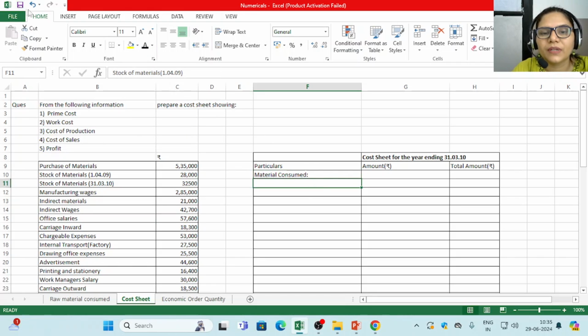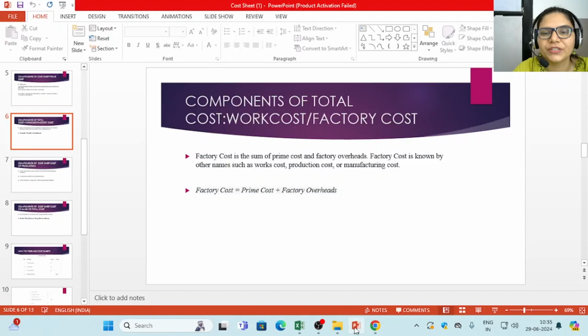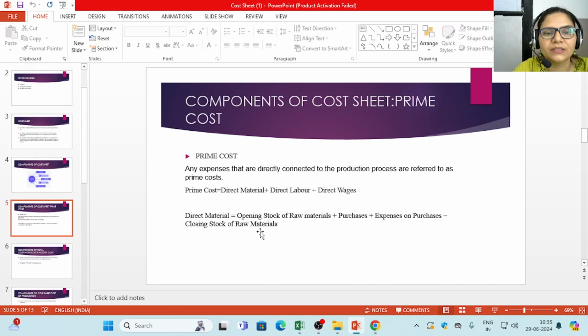As we all know, while we are preparing the cost sheet, first we have to calculate the prime cost. And for calculating prime cost, we need to add direct material plus direct labor plus direct expenses. Direct material is not directly given in the question. We have to calculate the value of material consumed or direct material. For that purpose, we will write opening stock. We will go through the equation as we have already seen in the previous session: direct material is opening stock plus purchases plus expenses on purchases minus closing stock of raw material.